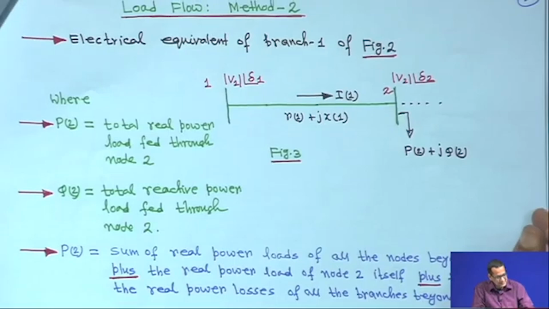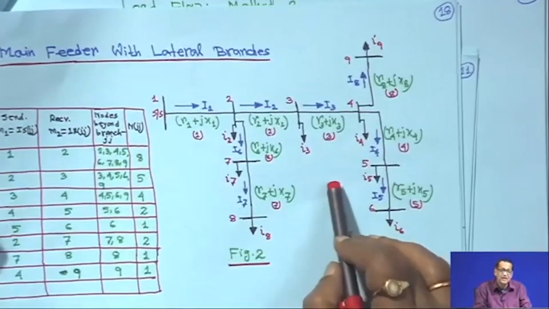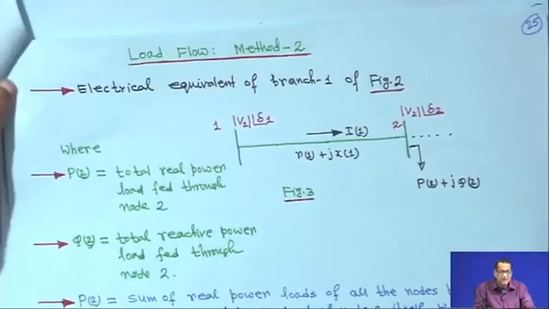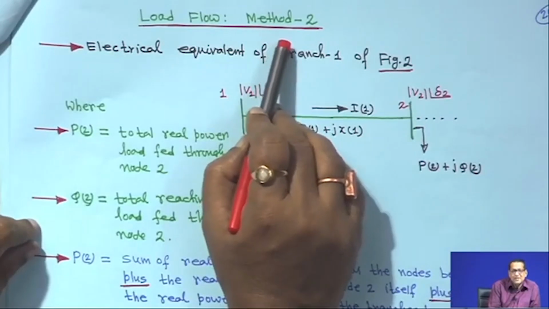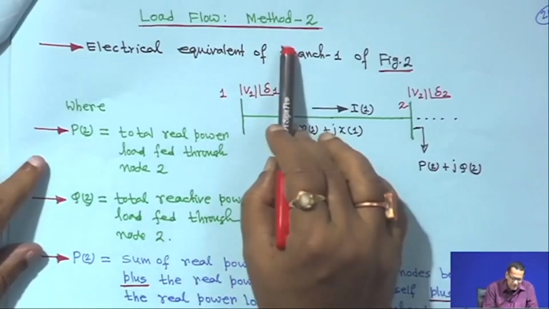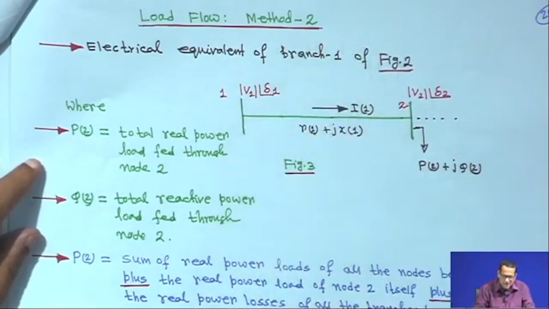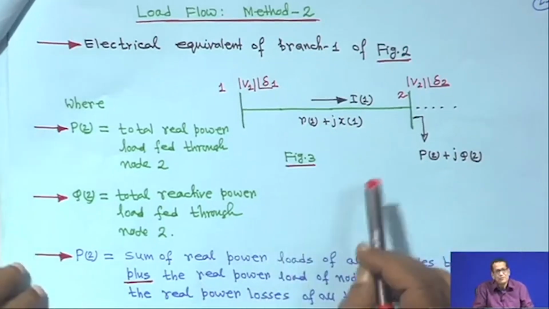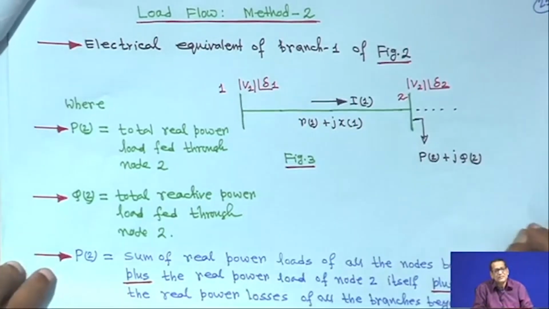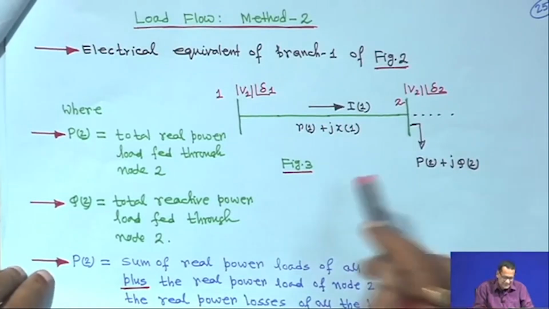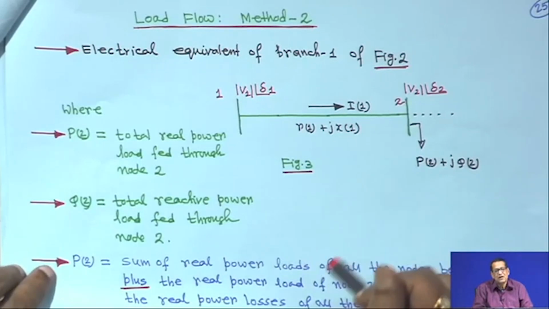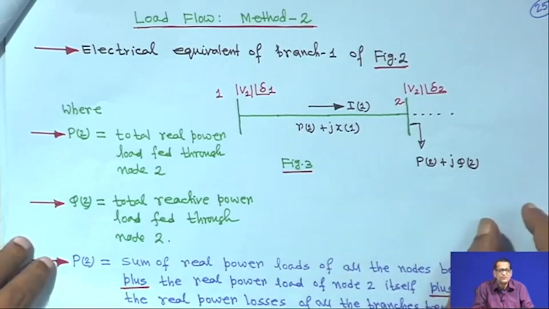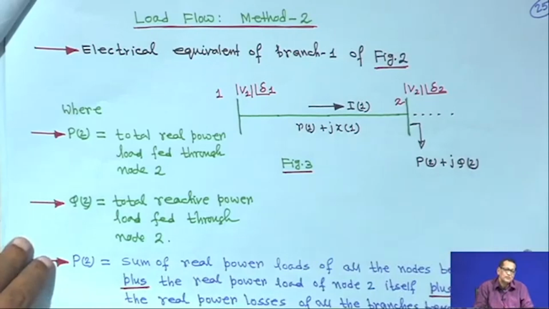Next we will come to load flow method 2. We will take the same diagram, but we will go for another technique. These two techniques only we will learn. In the previous case we have seen that complex numbers are involved, that means trigonometric terms are coming. But in the second method we will try to eliminate the trigonometric functions in the load flow studies, as opposed to the standard load flow case.